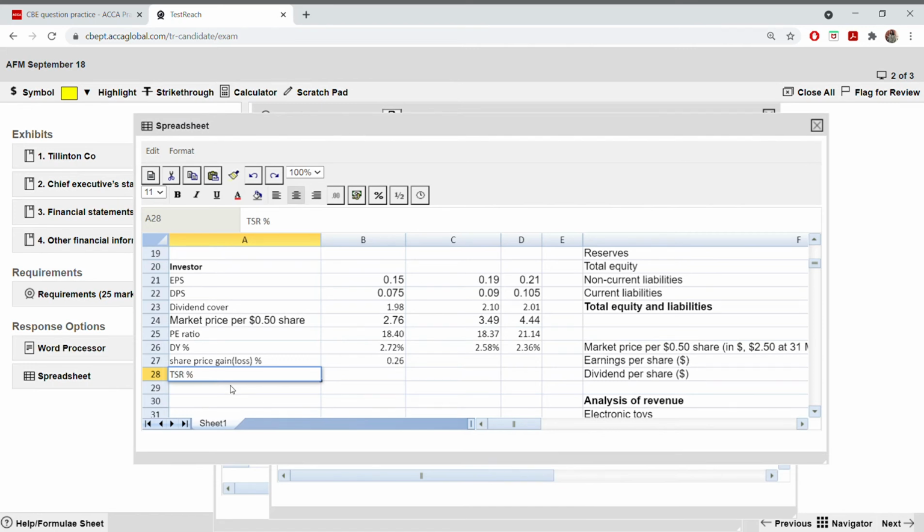So the total shareholder return will be what? It is your dividend yield plus share price gain. Just simply the sum of dividend yield and share price gain. But since you are not getting the share price gain, you cannot get total shareholder return either. So for the time being we'll keep it and go to the types of product.